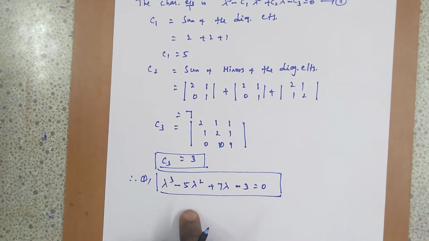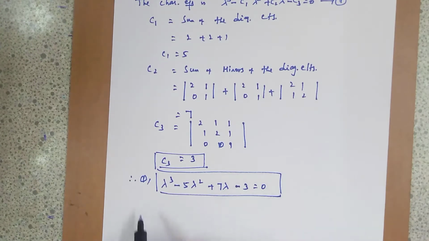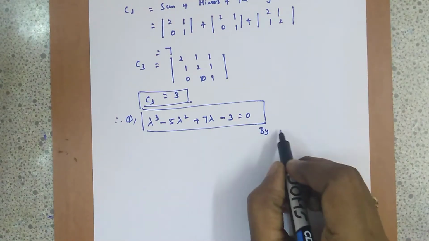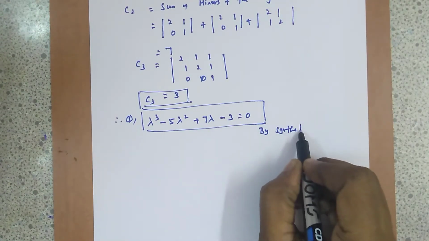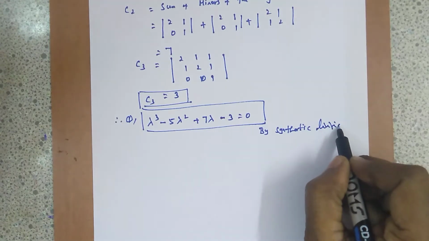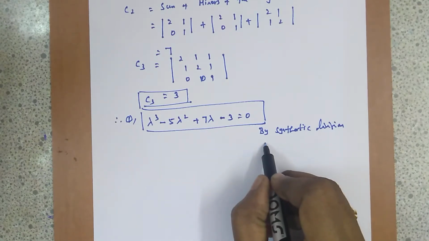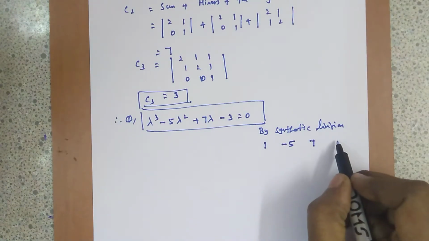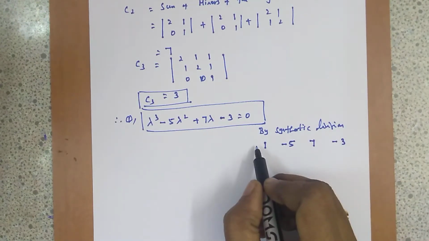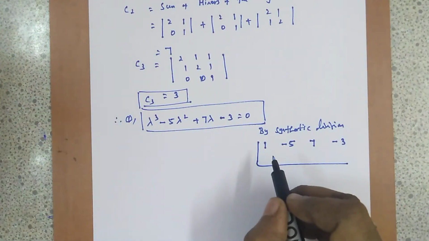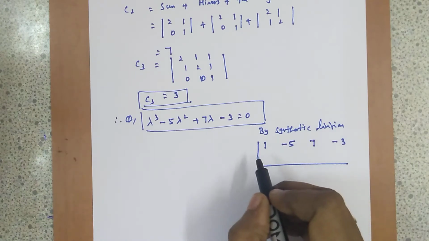Now we have to solve this equation to find the eigenvalues. By synthetic division we can do that. The coefficient of lambda cube is 1, of lambda square is minus 5, of lambda is 7, and the constant term is 3. For synthetic division we have to check plus 1, minus 1, plus 2, minus 2 like that. So here we will start with 1.